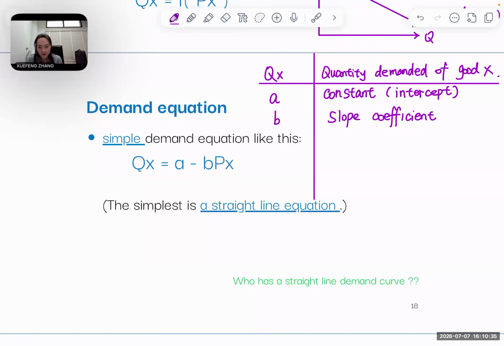This slope coefficient means how sensitive you are to price changes, right? Because it's here, this is the slope. And then we have Px. What is Px? Price of good X. Actually, this is the actual price tag that you see on the market. Here, one question. Why is B negative, okay? Why? Any ideas?